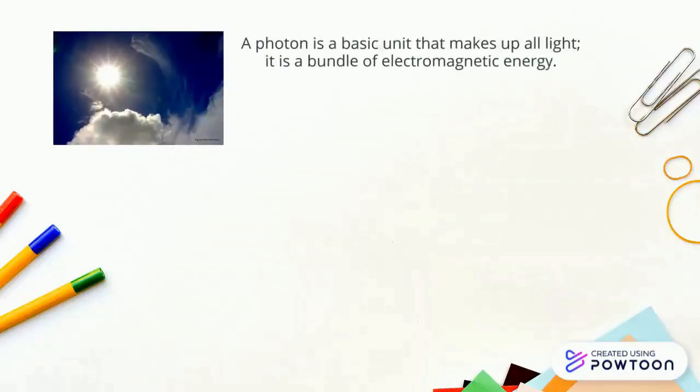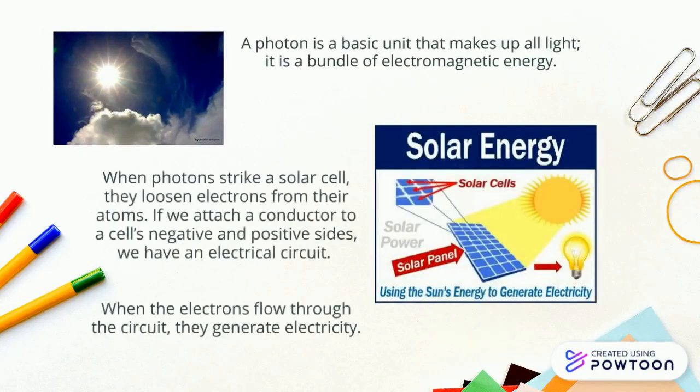A photon is a basic unit that makes up all light. It is a bundle of electromagnetic energy. When photons strike a solar cell, they knock electrons loose from their atoms. If we attach a conductor to a cell's negative and positive sides, we have an electrical circuit. When the electrons flow through the circuit, they generate electricity.